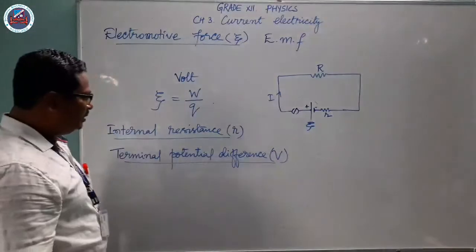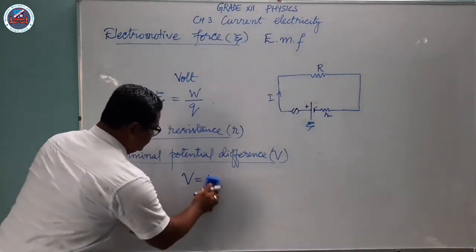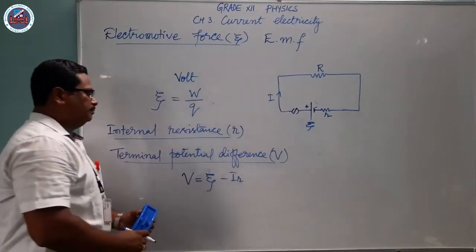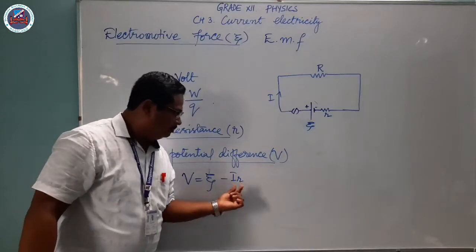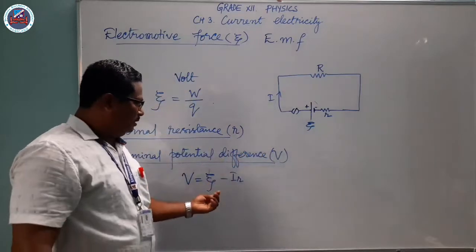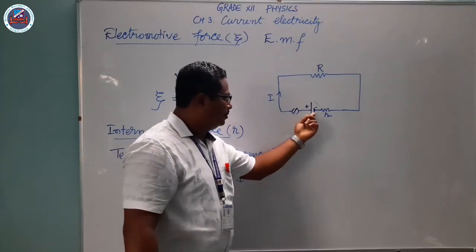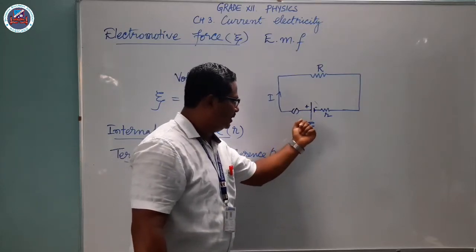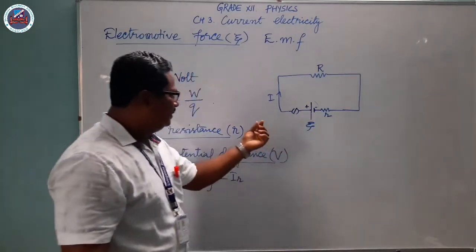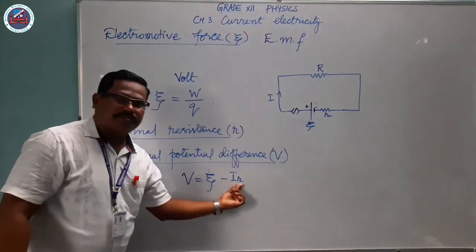Now this terminal potential difference is always less than the EMF of the cell by this factor I into r. Here this is also a potential, but the potential inside the cell. The internal resistance is present in the electrolyte. So the current that flows from one end to the other end of the cell will face resistance, and then a small potential will be developed inside the cell. That we write as I into r.